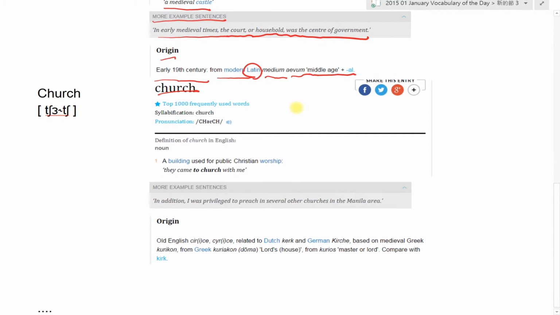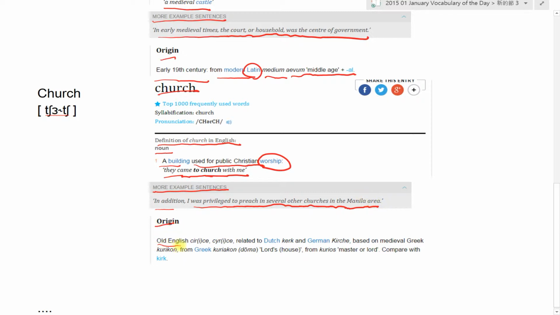Church. Definition of church in English. Noun: a building used for public Christian worship. They came to church with me. More example sentences. In addition, I was privileged to preach in several other churches in the Manila area.